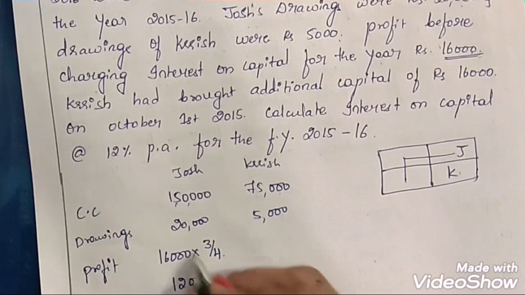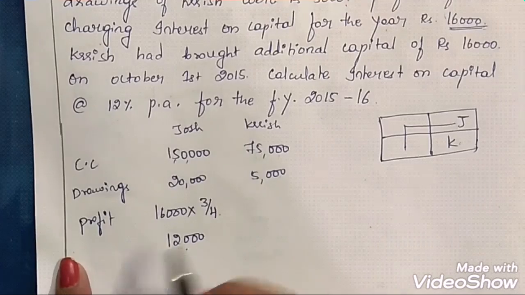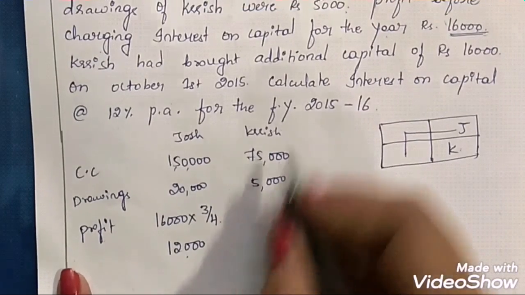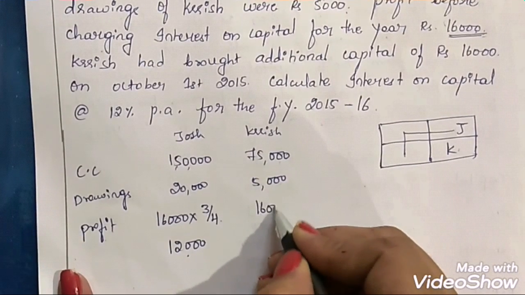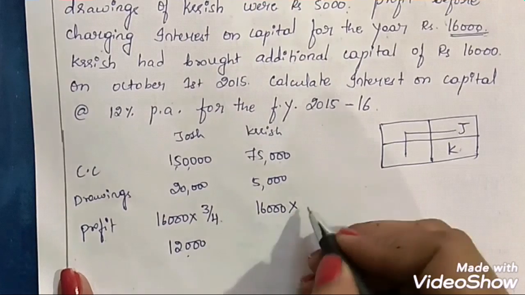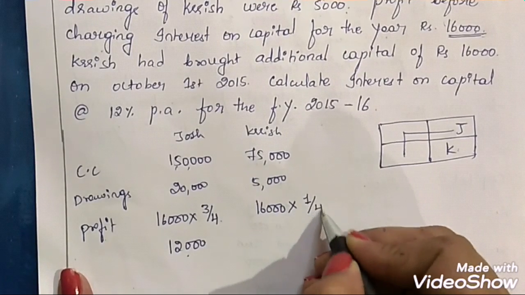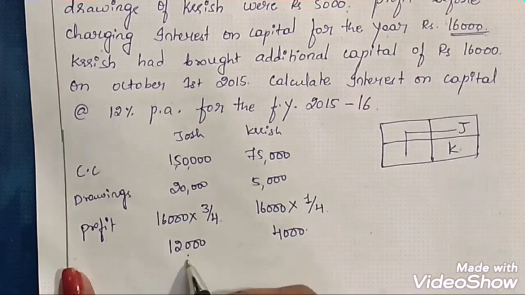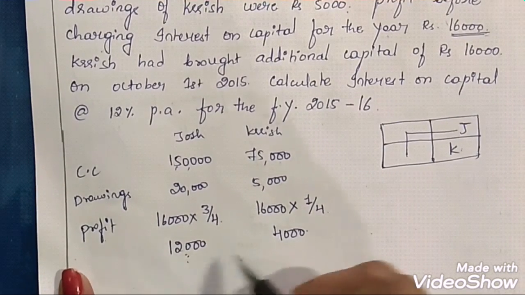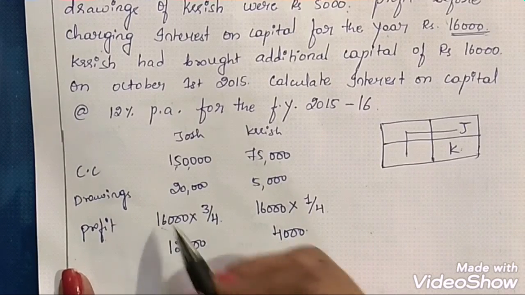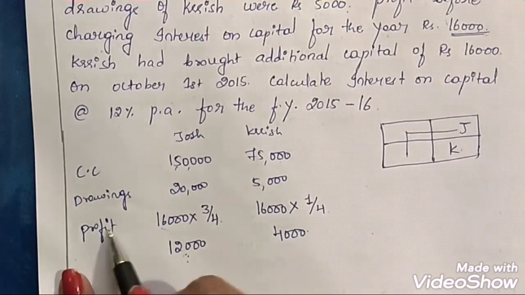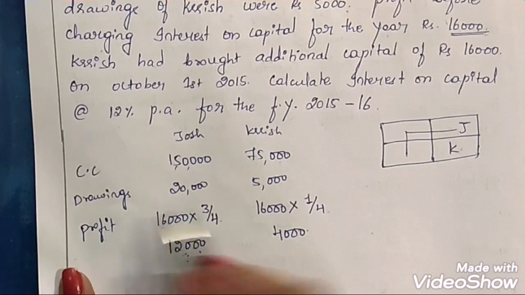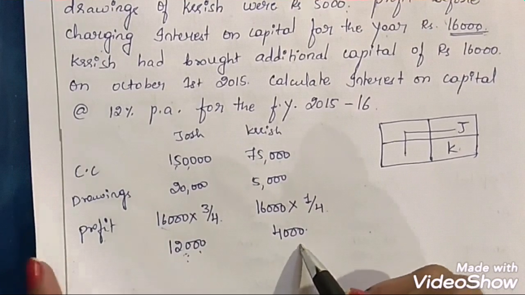So out of 16,000 rupees, 12,000 is the profit for Josh, and again for Krish, rupees 16,000 is the total profit, and his share is 1 out of 4 parts. So here the answer would be rupees 4,000, right? When you total both of these, you should get rupees 16,000. Okay, clear? Now profit of Josh is 12,000 and profit of Krish is rupees 4,000.